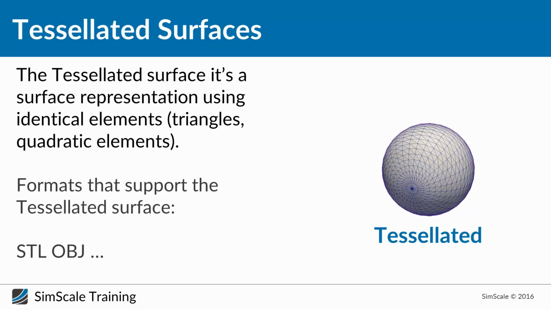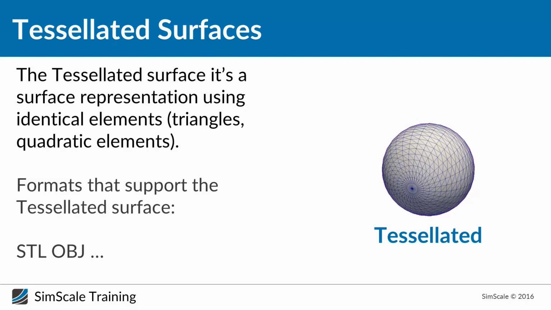distribution of your surface. For the formats that support the tessellated surface, usually the most used, and maybe if you're working with SimScale, the most common surface file format that we will face, is the STL, and we will talk about the STL format later. And we have also OBJ, or there are other files that can support the tessellated surface as well.